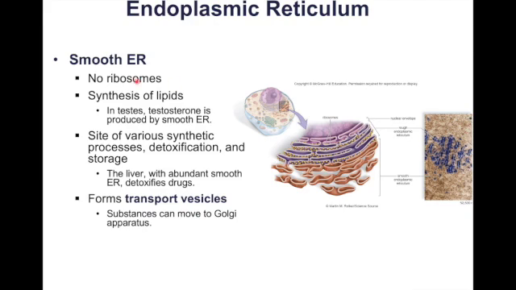This is where lipids are synthesized. So you could be making hormones produced there, or just making more membranes to help replace the membranes in the phospholipid bilayer. And like we said before, in the liver, this is also detoxification processes. The liver has a lot of smooth ER because it does a lot of detoxification. And these also form transport vesicles to send stuff to the Golgi.